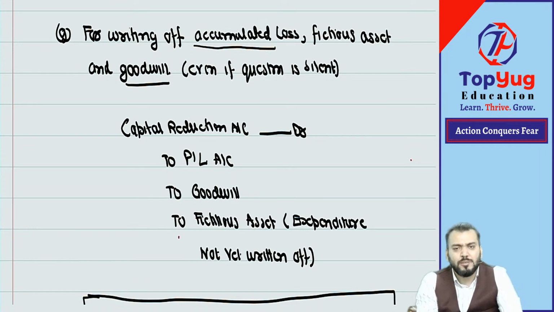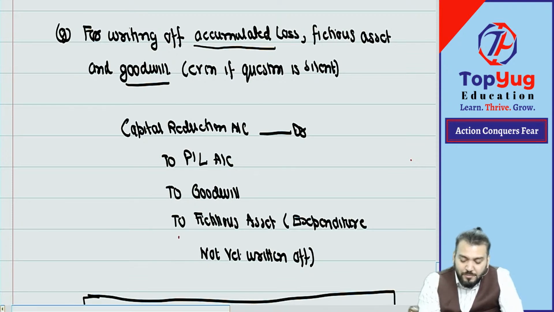Previously they used to give some fictitious asset in the balance sheet. So what are fictitious assets? Expenditure which is not yet written off, for example underwriting commission. If they have not charged it to PL account, it will have some debit balance, so underwriting commission will come on the asset side of the balance sheet. These are expenditures which are not yet charged to PL, so these also need to be written off. That asset is known as a fictitious asset, which has no real value. Understood? So if any fictitious asset is given, we write off that also.